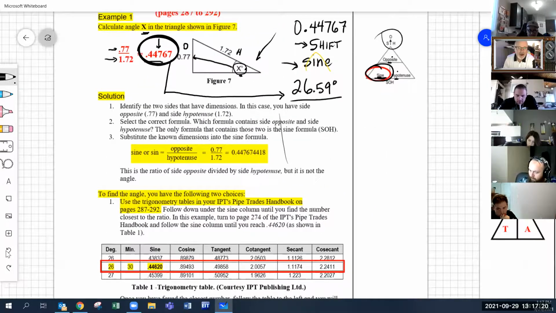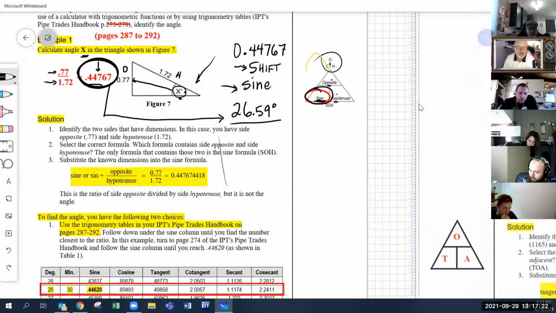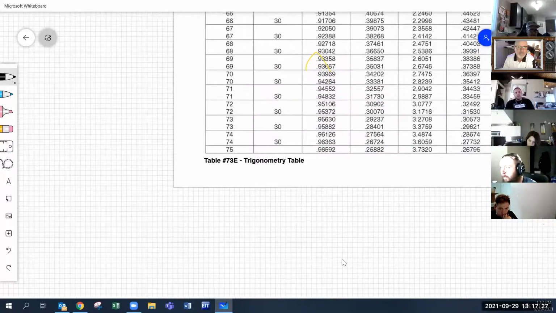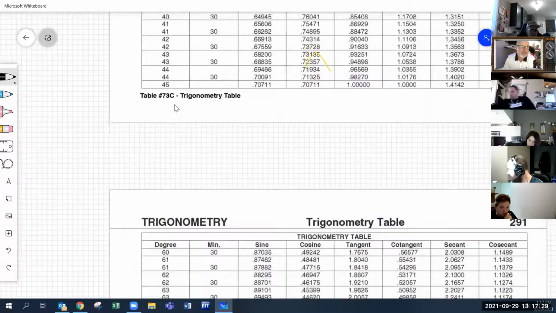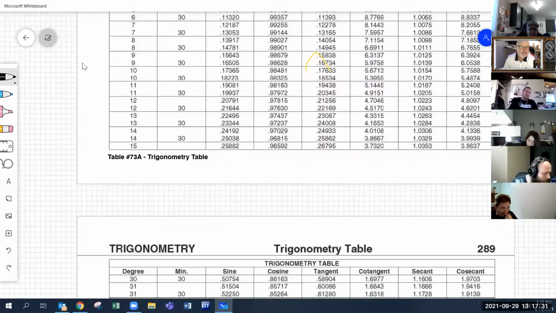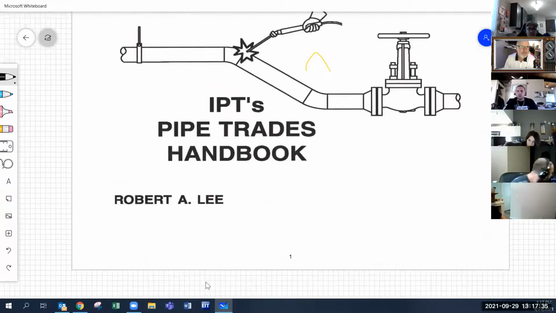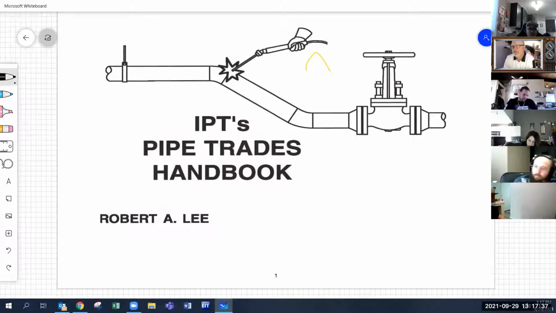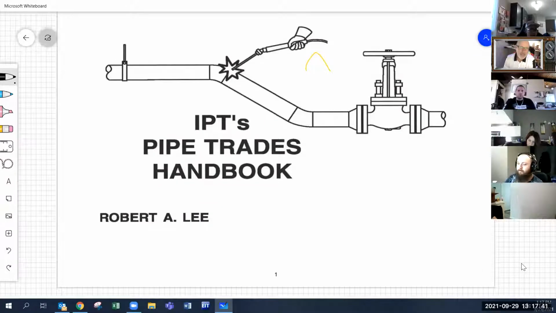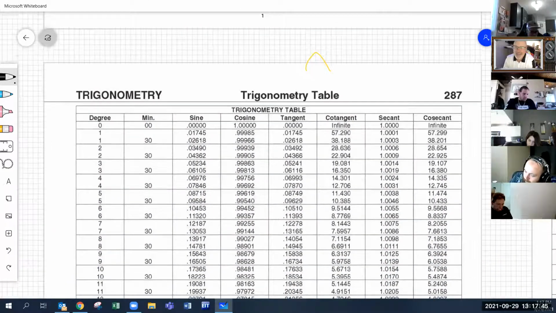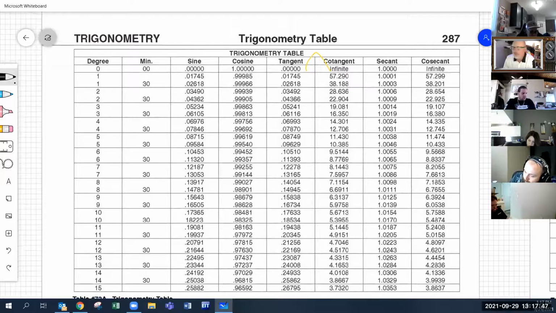Okay. So now I want to show you something in your IPT Pipe Trades Handbook. Can you get that out for a second? If you go into the IPT Pipe Trades Handbook, you will find on page starting about 280 something, you will find trigonometry in there.